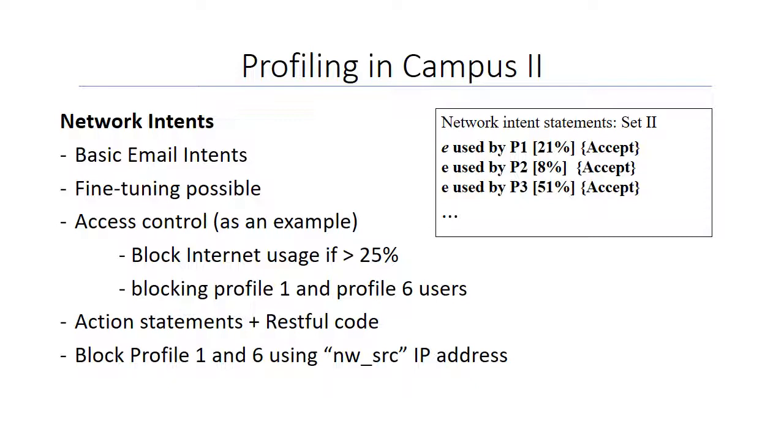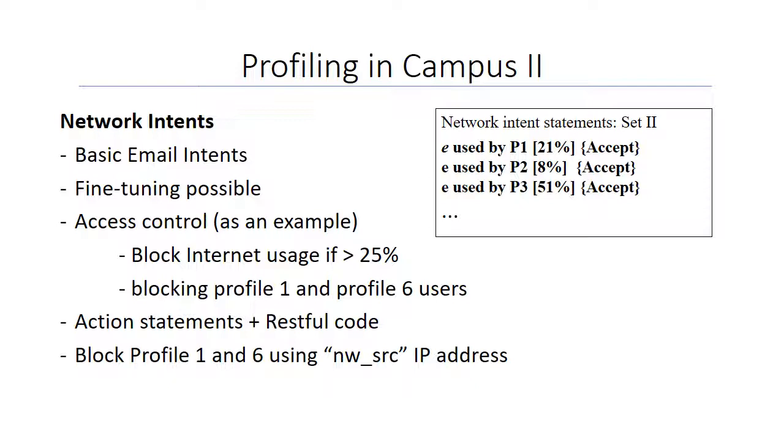Here, network intents have automatically been extracted for, let's suppose, just email usage, as given in this particular snippet, for each particular profile with a default value of accept. Fine tuning is still possible, so we do not need to just use the policies that we have derived from the profiles, but we can fine tune them as well, depending on the 4 options that we have available.